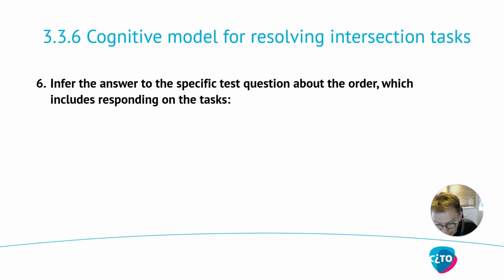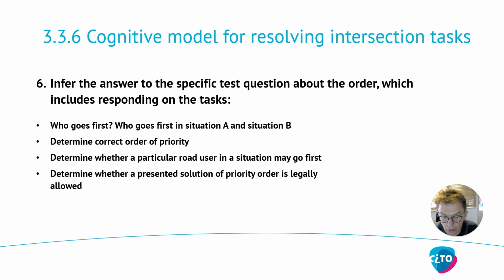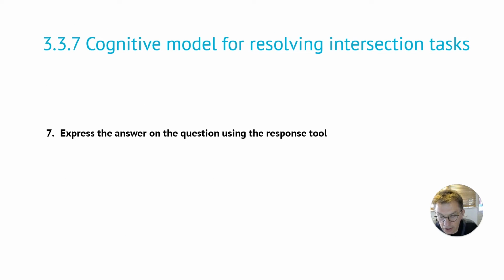The sixth step is to infer the answer to the specific question about the order, which includes responding to several types of item stems, such as who goes first, determine the full correct order of priority, determine whether a particular road user in a situation will go first, and determine whether a presented solution is legally allowed. The seventh step is to express the answer to the question using the response tool.